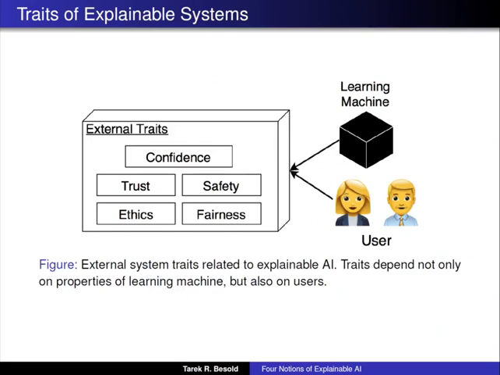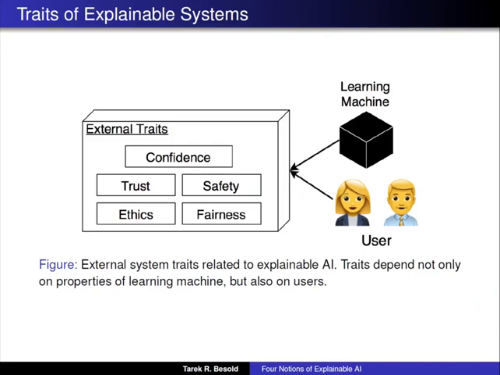Before concluding in about 2 minutes, a quick note on what are actually traits of explainable systems. This is a very standard notion, which you will find in a couple of HCI papers, where people claim that if your systems do not show confidence, trust, safety, ethics, and fairness, they are not legibly callable explanatory systems or explainable AI systems. What has to be noticed here is that this is always a user relative notion.